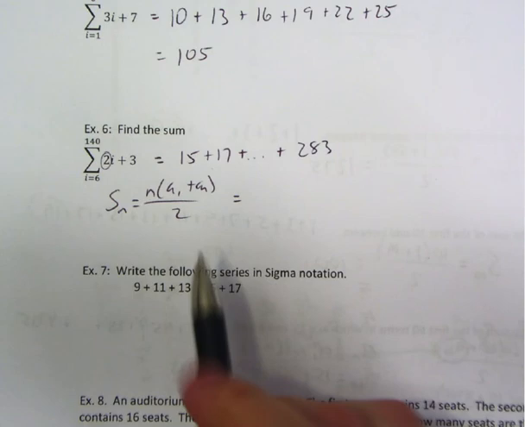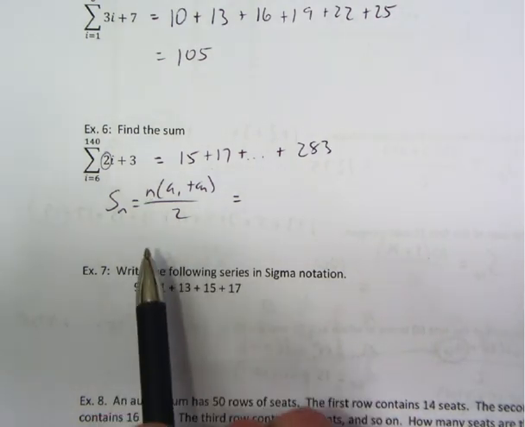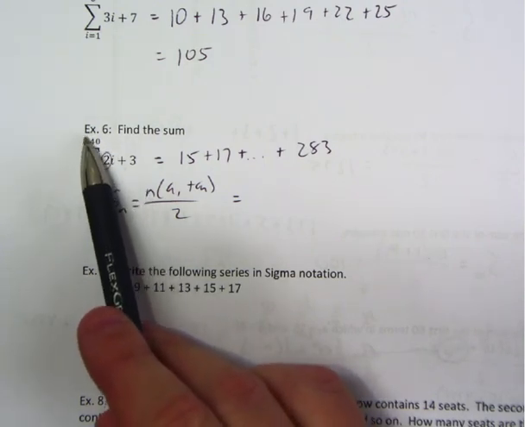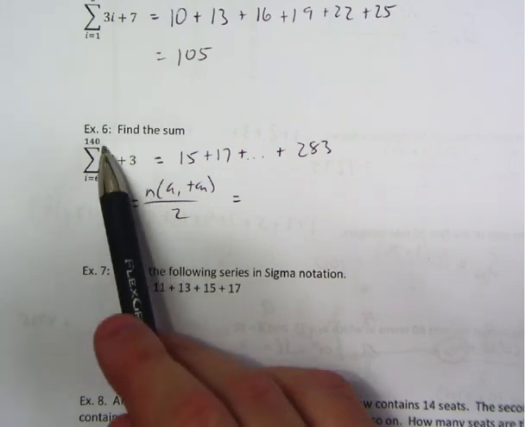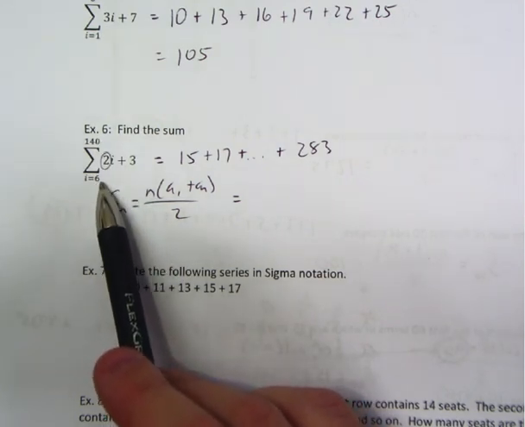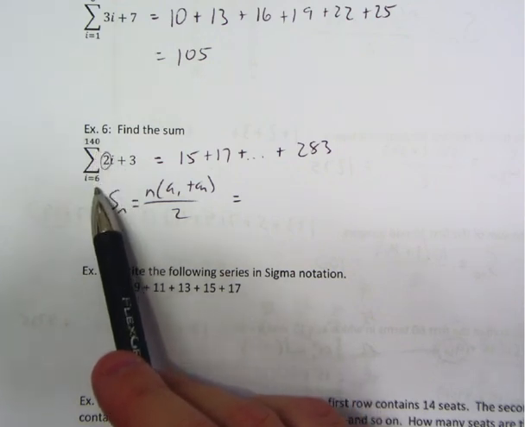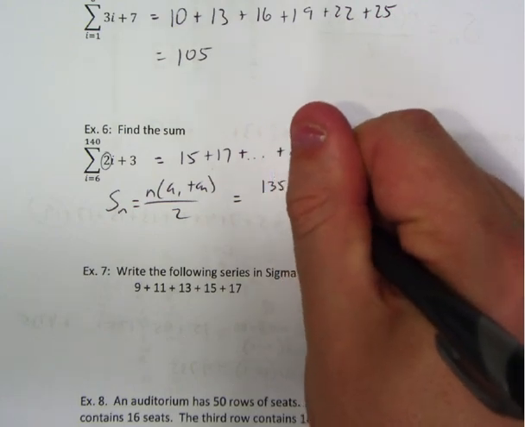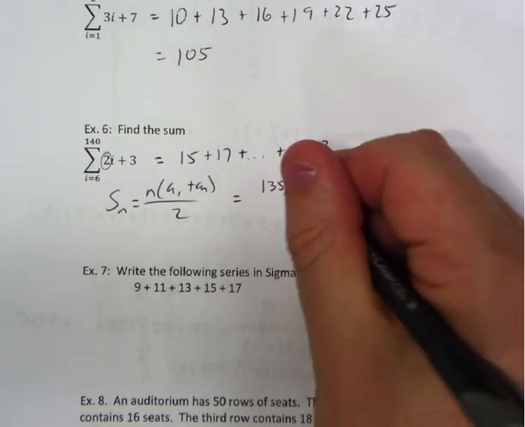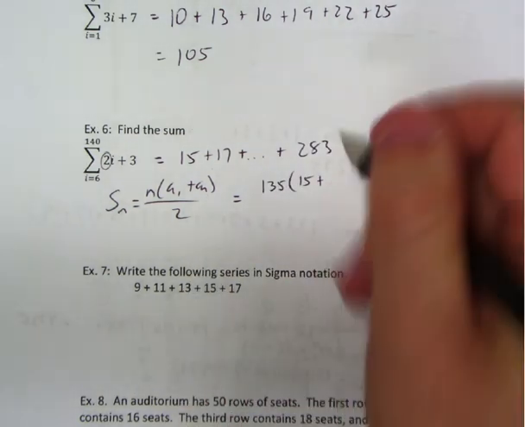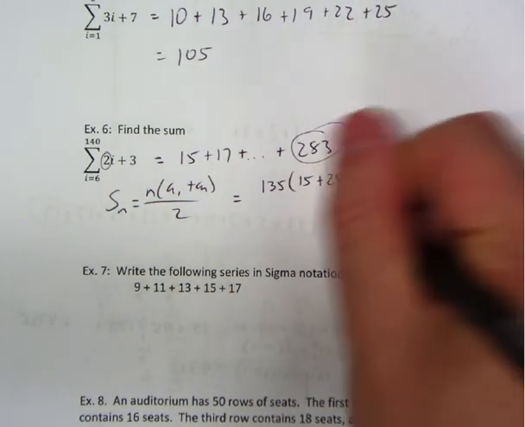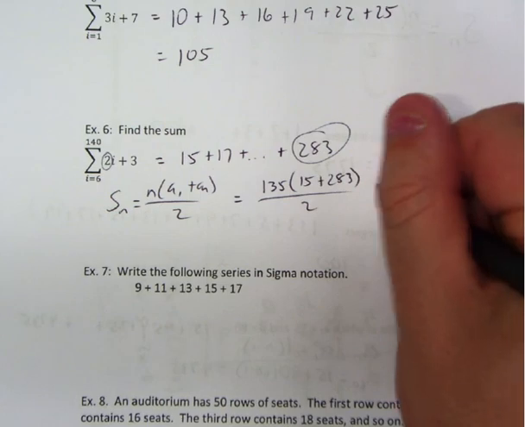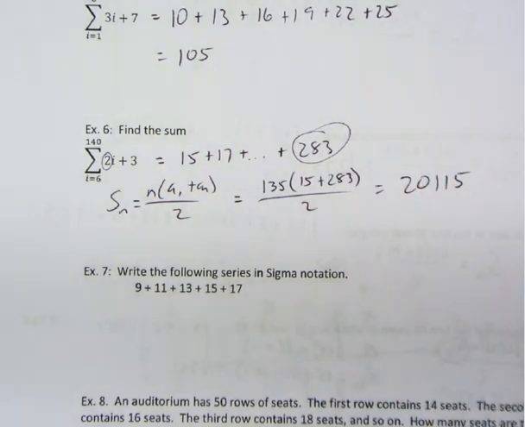Well, we first need to figure out how many numbers we are adding. I already talked about this, but there are 2 wrong things students commonly do. First thing is, they go, oh, 140, wrong. And then they subtract 140 and 6 and say, oh, 134, wrong. You have to subtract these and then add 1, and you get 135. So you're adding 135 numbers together. The first one's 15. The last one is this, 283. And then divided by 2. And then you enter that, and you get 20,115 for your sum.